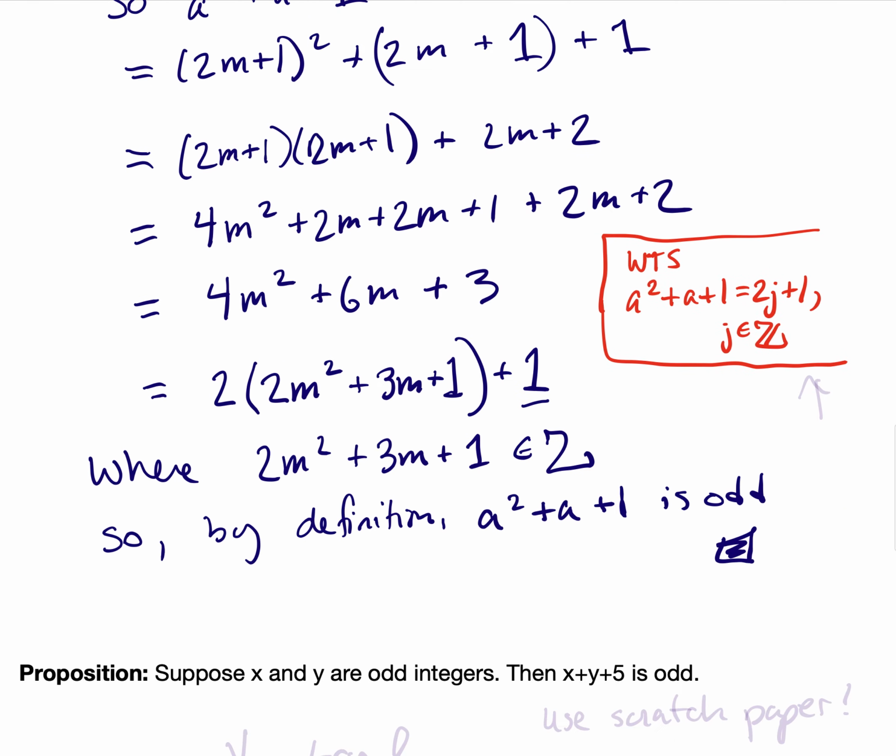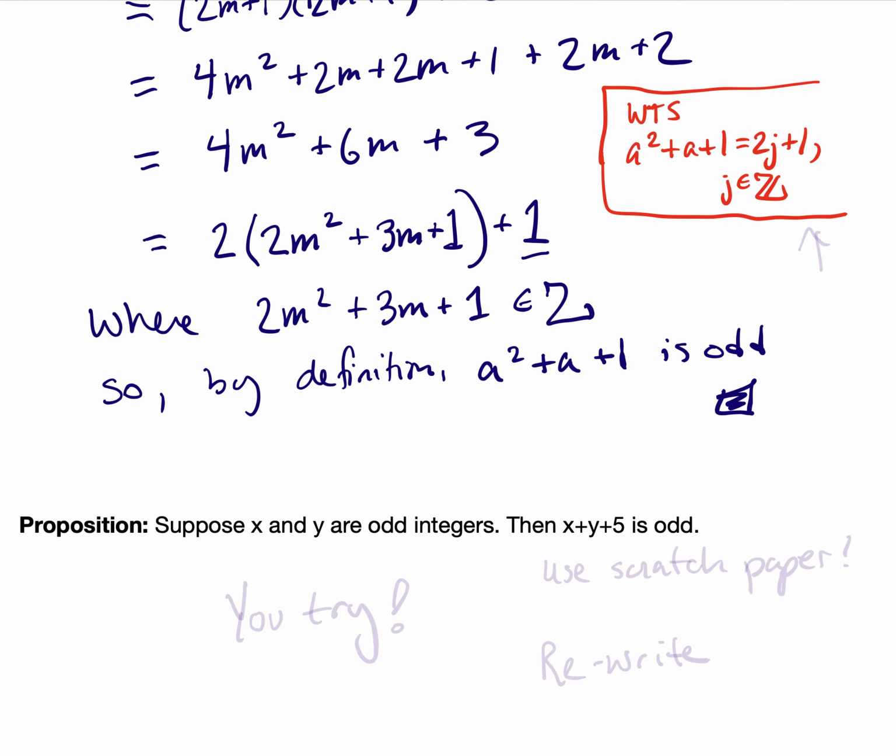Okay, so let's do one more proof in this video. Let's suppose that x and y are odd integers. We want to show then that x plus y plus 5 is odd. And at this point, I'd encourage you to try it as well. So give this one a try before we look at it together. And in general, I'd really encourage you, when you're doing these proofs, especially in the beginning, to use scratch paper. And if something can be rewritten more elegantly, do that. So be really willing to rewrite your proof.